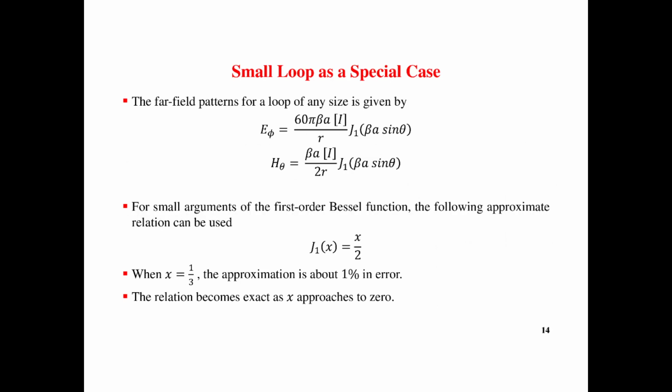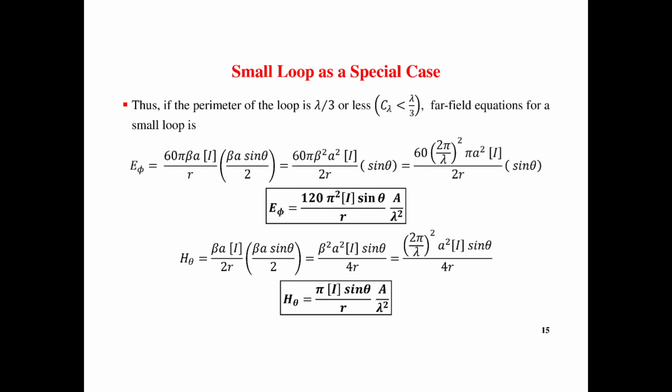Small loop or special case: E_φ equal to 60 pi beta a I by r J1(beta a sin theta). This is the far field pattern of the small loop. Similarly, H_θ equal to beta a I by 2r J1(beta a sin theta). For a small argument of the first order Bessel function, the following approximation is used: J1 of x equal to x by 2.